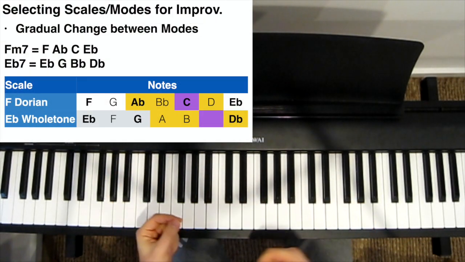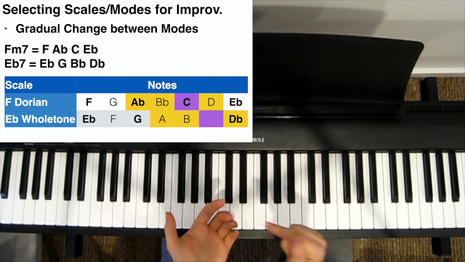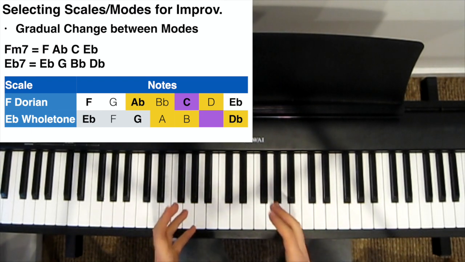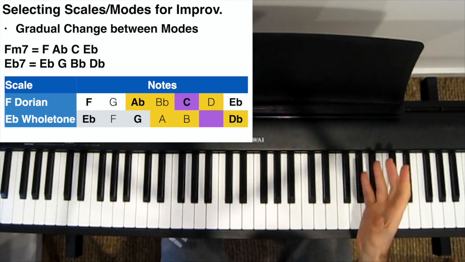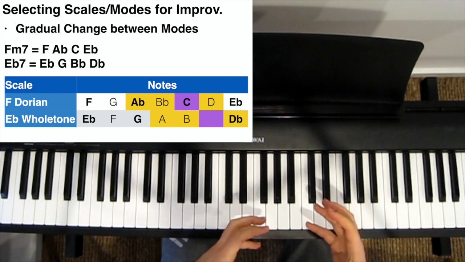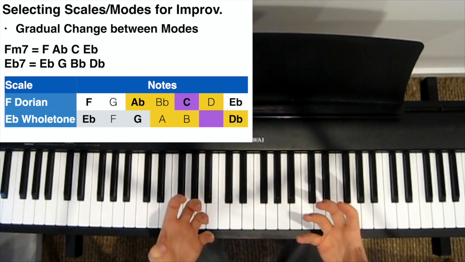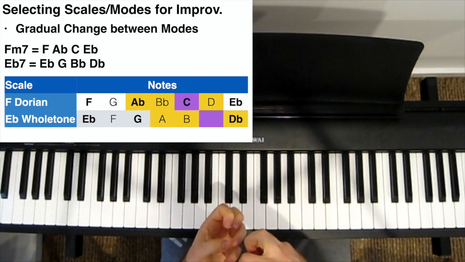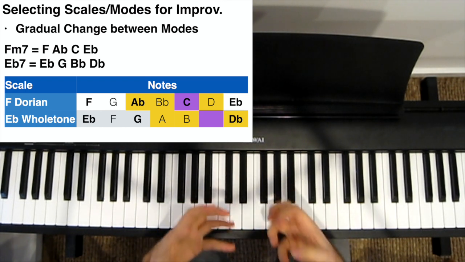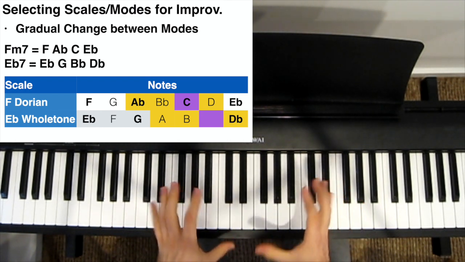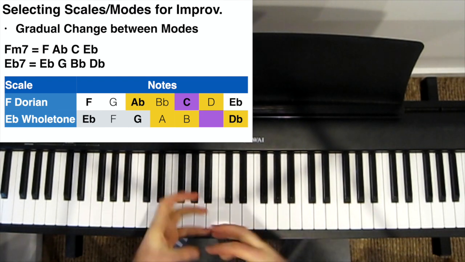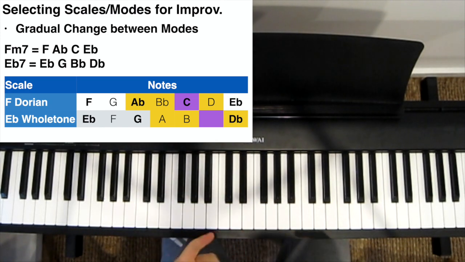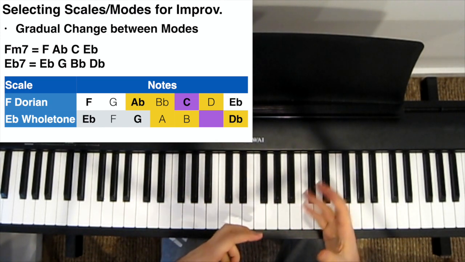Alternately, I could use F Dorian followed by E flat whole tone. But now we are changing almost half the notes in the scale and in fact dropping one note altogether. So it's going to sound like quite a big change and thus quite disjointed. Now sometimes you might want that kind of disjointed and disconnected sound, but as a general rule, we generally don't want such a dramatic change. The transition between one mode to the next sounds much smoother if only one or two notes change between them.